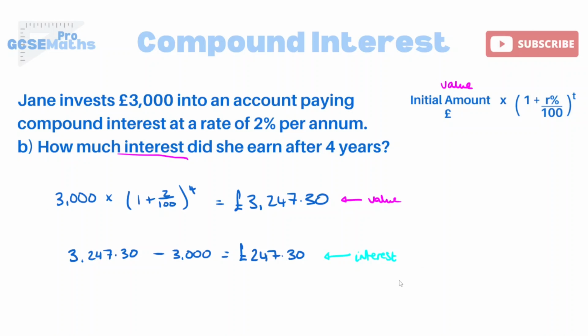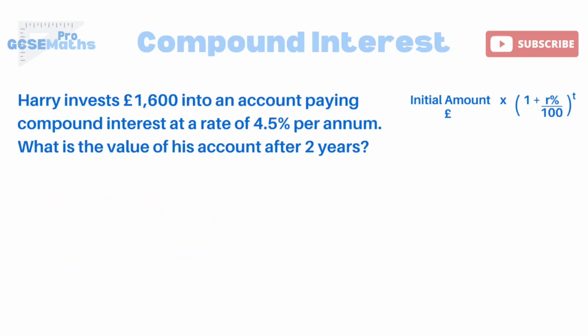So just be really careful. Have they asked for the value of the account? In which case, just use the formula. Have they asked for the interest? Okay, step 1, use the formula. Step 2, work out the difference to get the interest. Okay, hopefully that's enough explanation. Let's just go through a variety of different questions then.